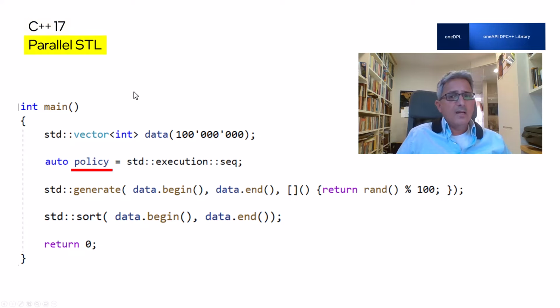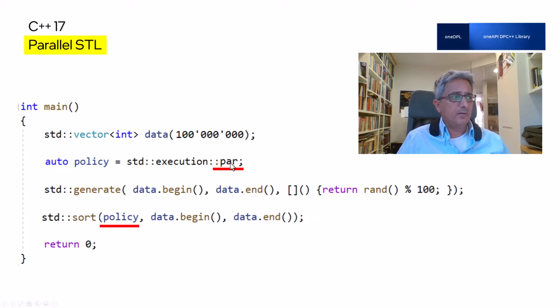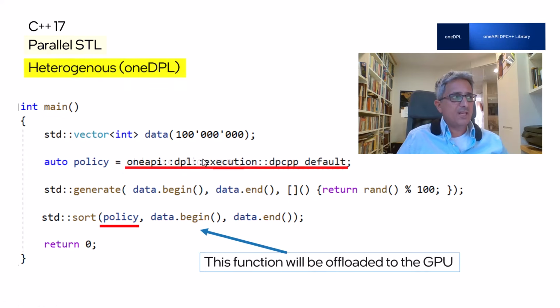And now I can add parallelism by using the parallel STL execution policy. So I define here an execution policy. It could be sequential, but it could also be parallel execution. So parallel execution is here, and this is parallel STL. But now I want to take it to a heterogeneous platform. So all I have to do is include the right libraries and change the execution policy to the oneAPI default policy in this case.